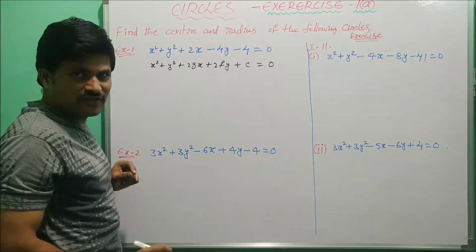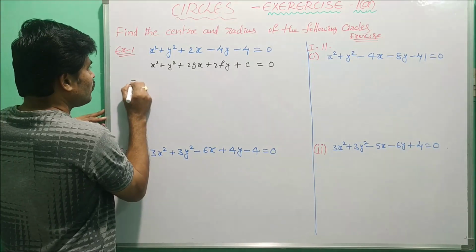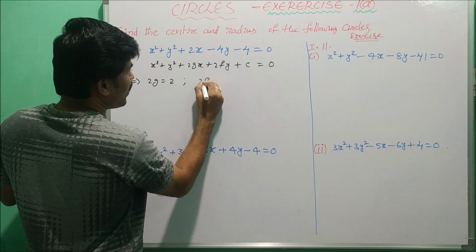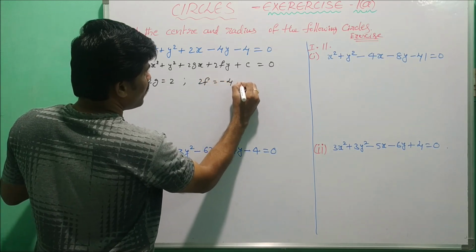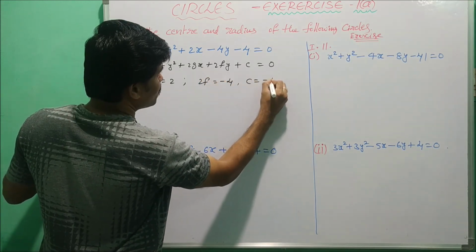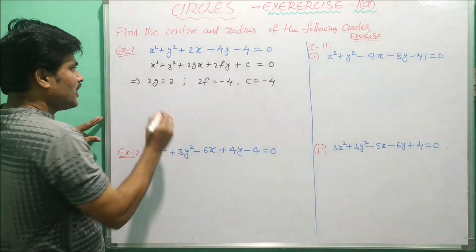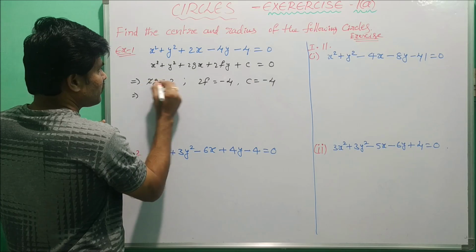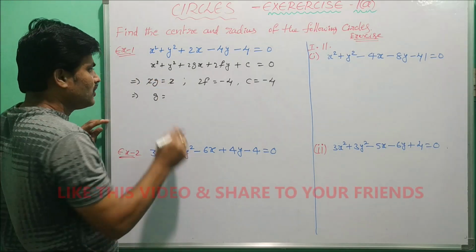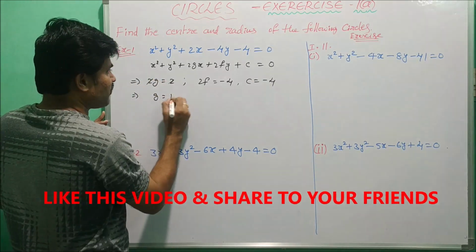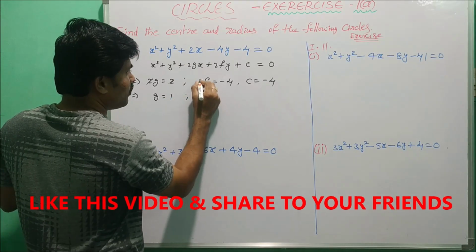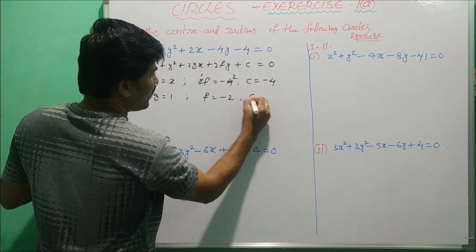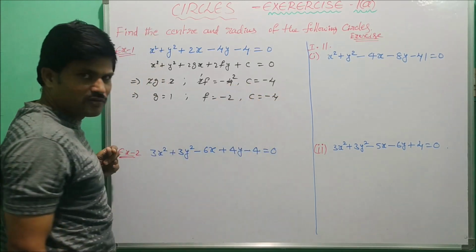Now we take those values. Comparing these two, which implies 2g equals 2, 2f equals minus 4 and c equals minus 4. Here we can simplify: the value of g, cancel with 2, divide with 2, so both are cancelled, g equals 1. Similarly in this also, 2 ones are 2, 2 twos are 4, f equals minus 2 and already c is there, c equals minus 4.